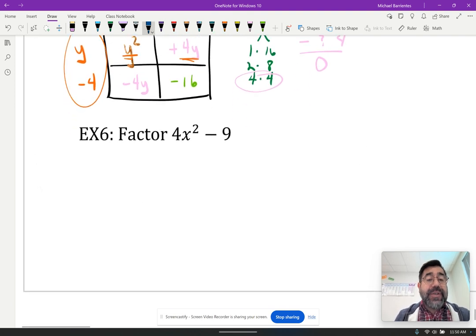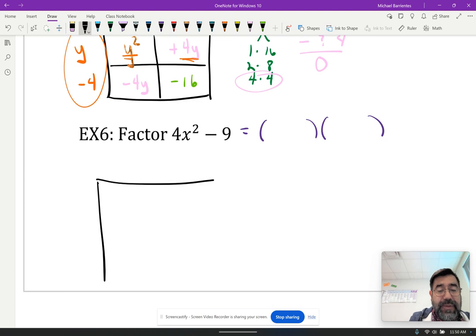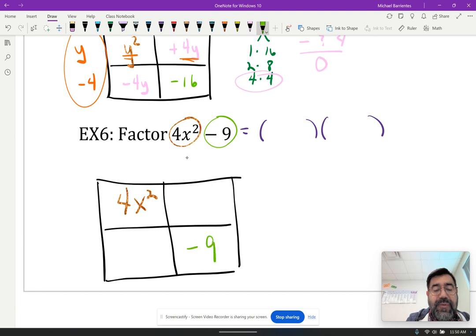And so the question is, how do we do that? And the answer is, we're still looking for the same thing. We're still looking to find factors, and we can still use the box method. So if I do the box method, I'm going to put the first term in the first box, like before. I'm going to put the last term in the last box, like before. But there's no middle term, right? That's okay. We're still going to multiply the leading coefficient times the constant. So 4 times 9 is 36.